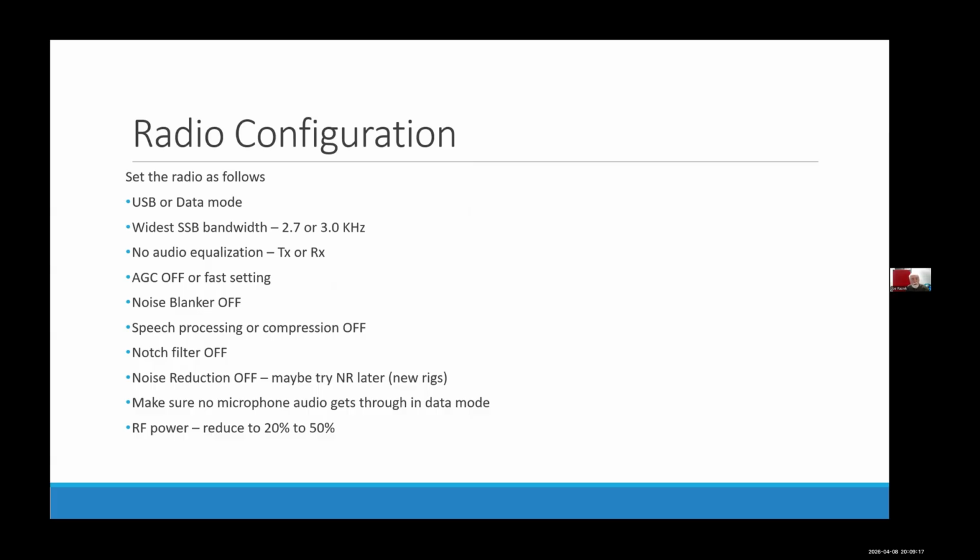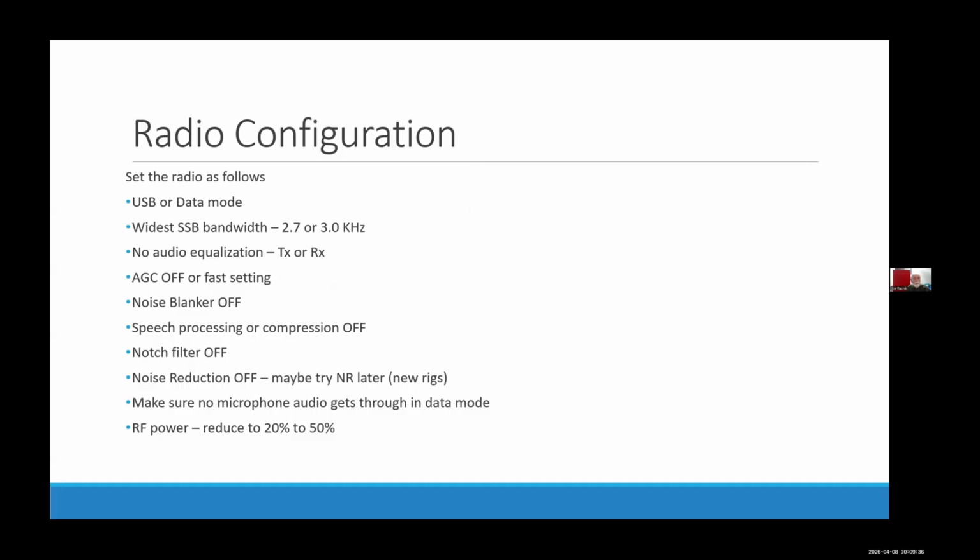And then later, once you play around some, you can play around with noise reduction on and settings and so forth. And the last one, you want to make sure that when you're transmitting in digital mode, no microphone audio goes out over the air. That's a big FCC no-no, because you're down in the CW and data part of the band.